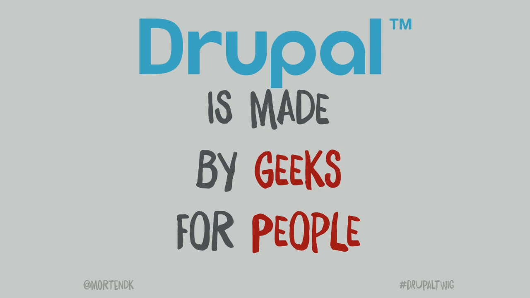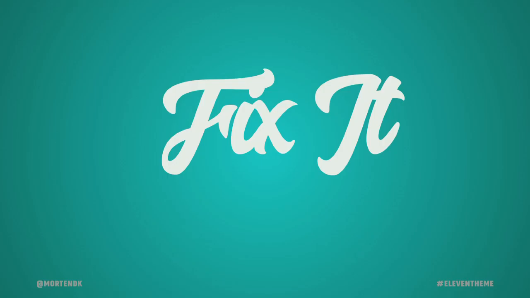But that's not why we built Drupal. We're building Drupal because we wanted to kill the developer, we wanted to kill the designer, we wanted to kill all these people so normal people could build websites. That should be the goal. So instead of just moaning about it, how can we fix it? Well, there are different ways of fixing it.